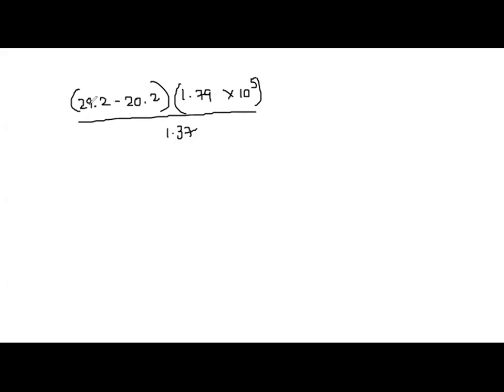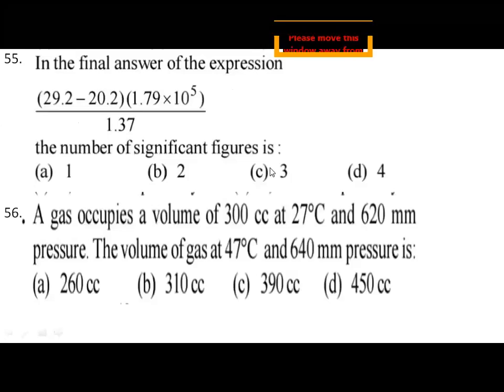When you solve it out, 29.2 minus 20.2, you will get the answer. Multiply it with 1.79 into 10 raised to 5, the whole divided by 1.37. I'll tell you the answer directly. You do the simple calculations. The answer comes out to 1.17 into 10 raised to 6. This is the answer. I have rounded it off. The least precise number contains how many significant figures? There are 3 significant figures. Correct? So the answer should also contain 3 significant figures. So the correct option is option 3.